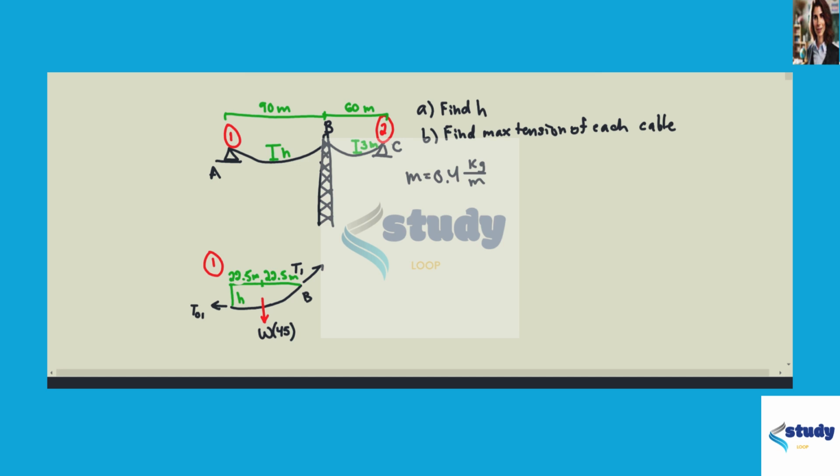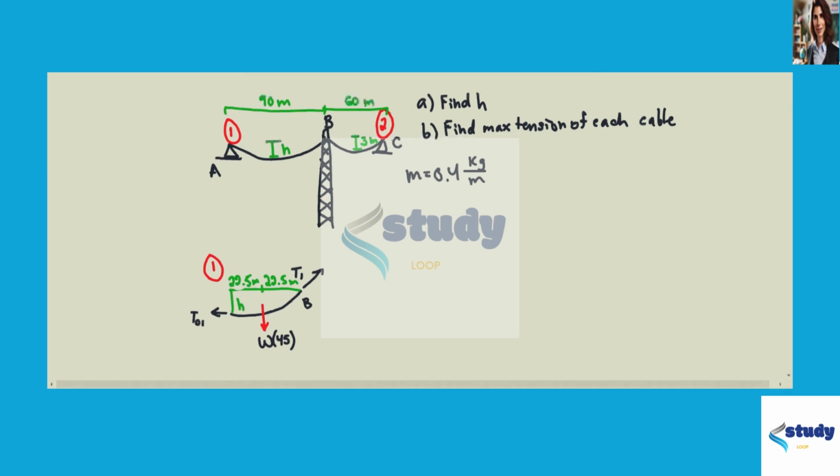We're going to label the side to the left as cable number 1 and the side to the right as cable number 2. Cable number 2 has a sag of 3 meters, and cable number 1 has a sag of h. Our task for part A is to find h, and for part B is to find the maximum tension of each cable. Also, the mass per unit length for the cables is 0.4 kilograms per meter.